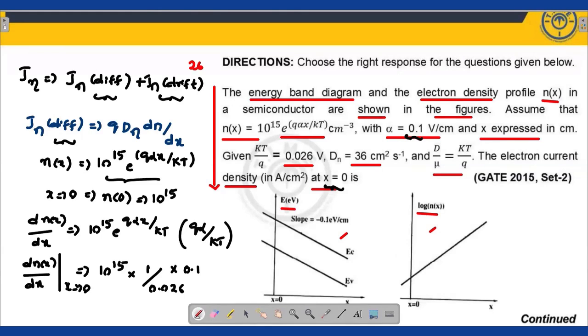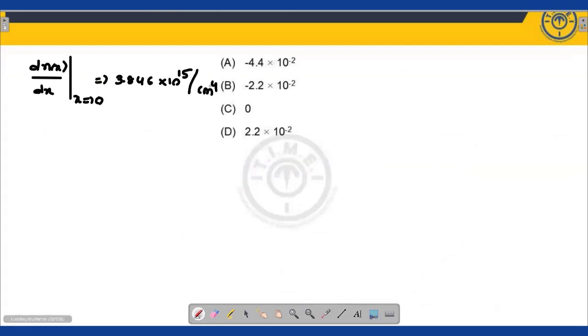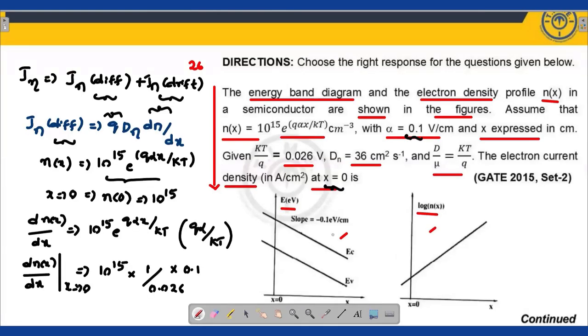Now, my dear friends, I need to find out this value. But I need to substitute all the parameters here. The Dn value is missing over here. I need to find it because the q value is there, the dn by dx value you got it, my dear friends. Now only the Dn is missing; the Dn value is present over here.